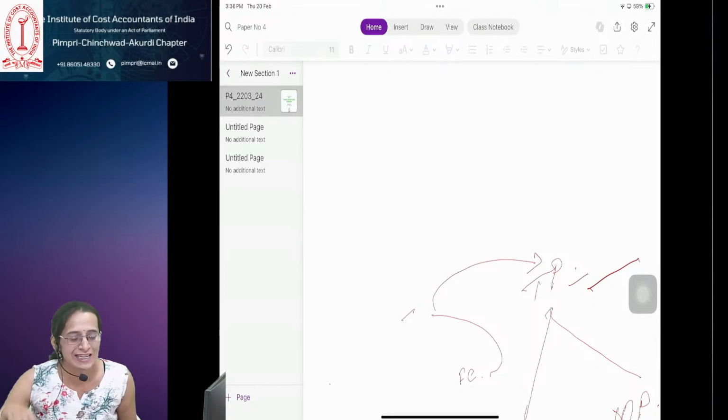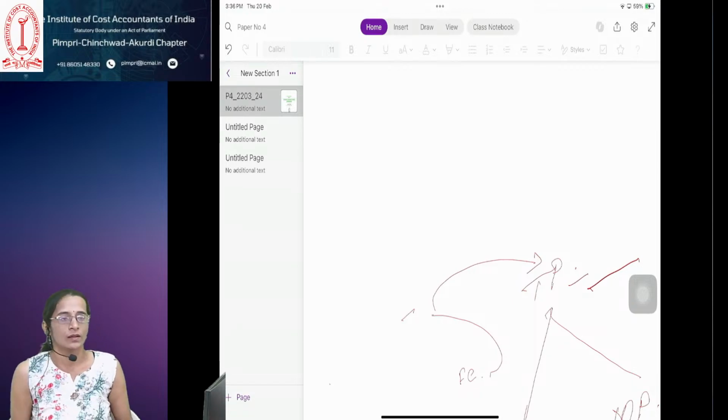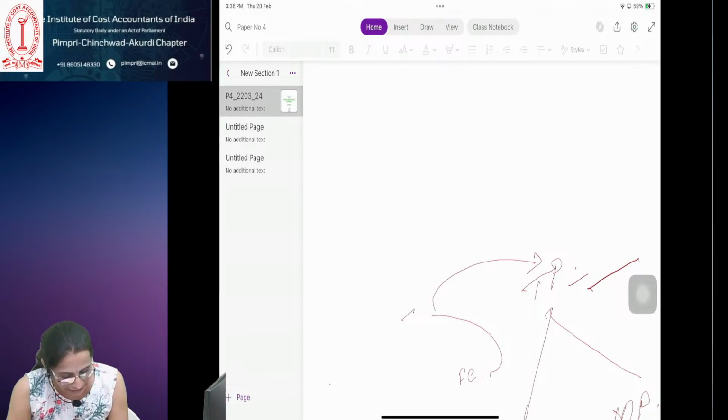So revise the concepts. We will revise the concept. You were present in yesterday's lecture, right? Can you tell me the law of variable proportion? Till then I'll erase this so we can have a bit of revision.